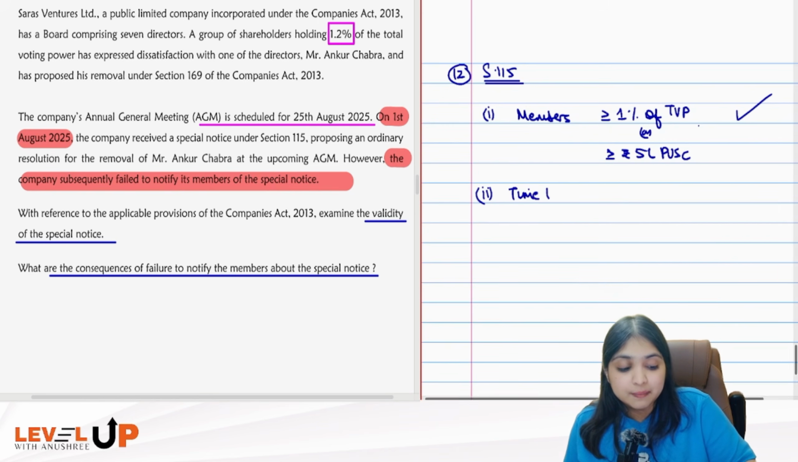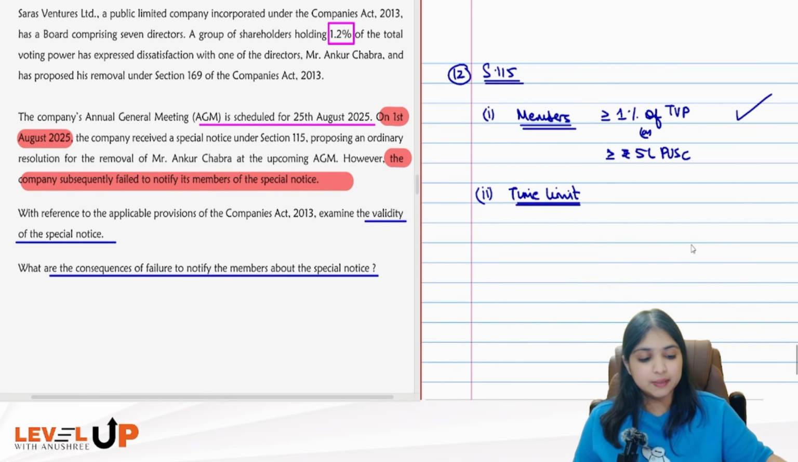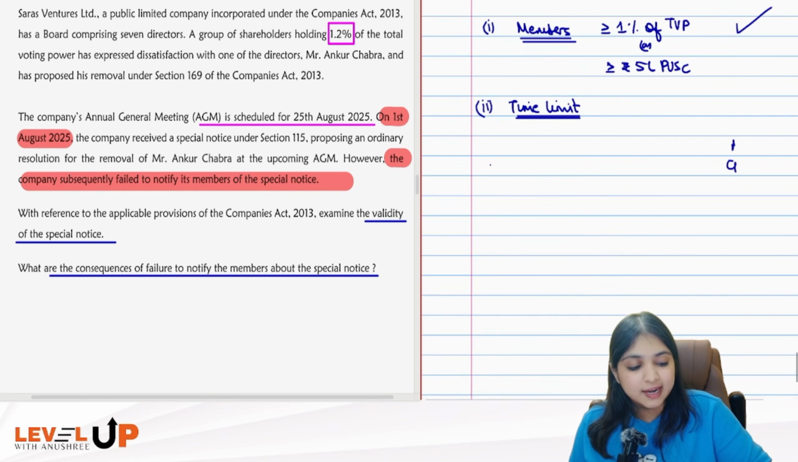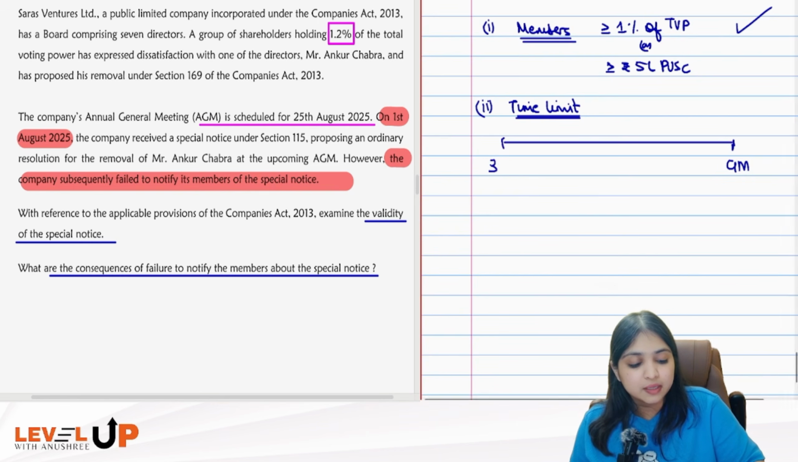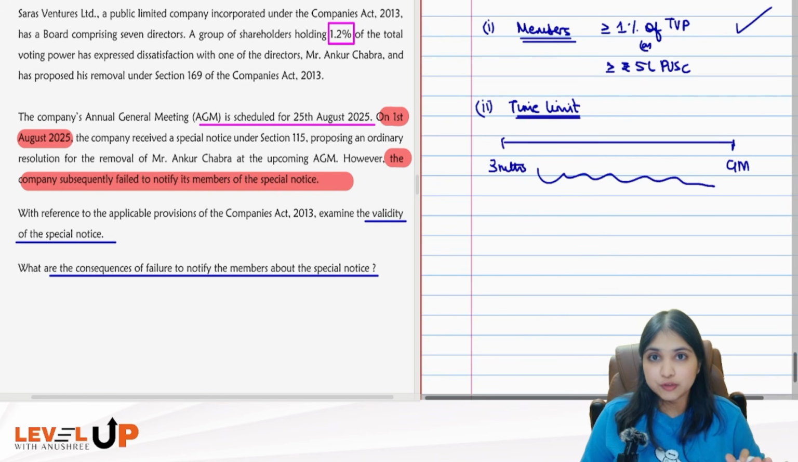What is a time limit? When should the special notice be submitted to the company? We have a time limit, guys. We'll have to see what is the date of the general meeting. When is a meeting going to be held? Before that, we will see 3 months. In these 3 months only, the special notice has to be given to the company.